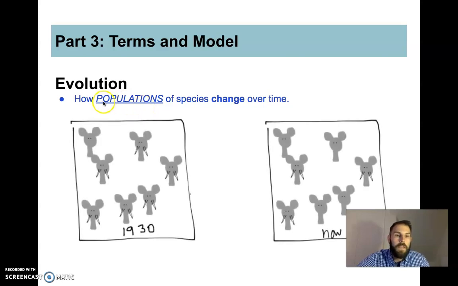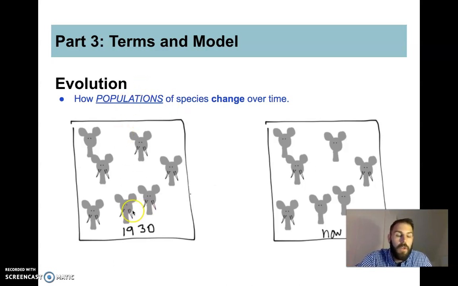One being that it's populations of species that change over time, not individuals. All right, this isn't Pokemon, where one individual can evolve. Technically it's grow and develop, the scientific biological term. Individuals grow and develop. It's populations that evolve over generations, not just within one.